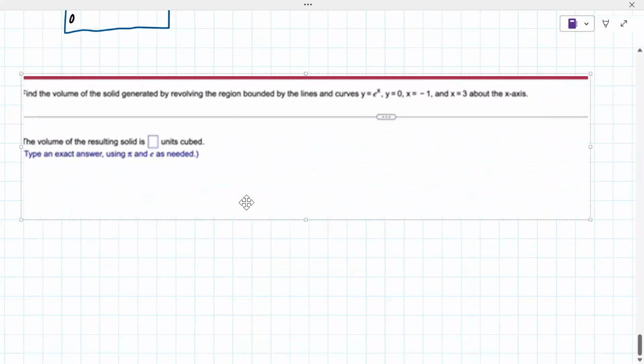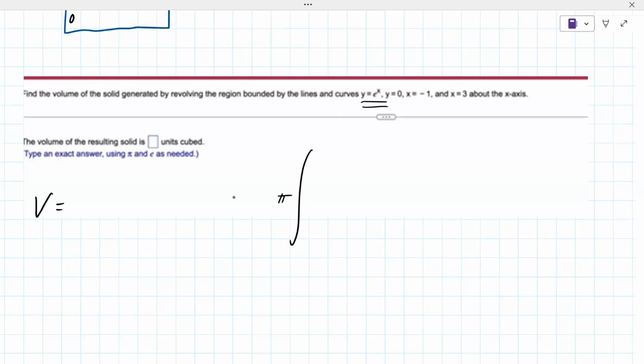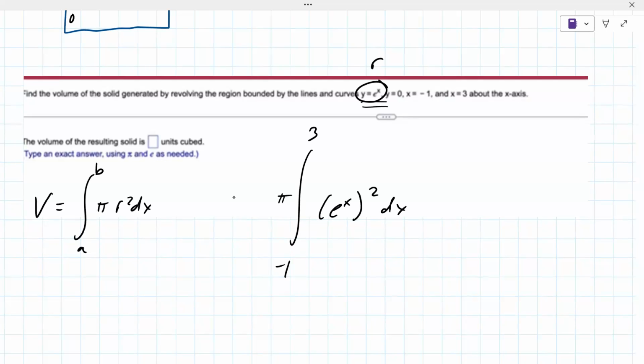So this one you cannot do with a calculator because your calculator does not integrate e very well. But this one's really similar. It's the same volume form, integral pi r squared dx from a to b. So it's from -1 to 3, pi, and then this is your radius function again. So you end up squaring e to the x like that.